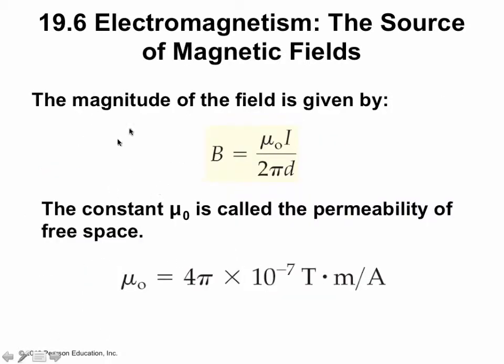That means that the magnitude of the field can be calculated by the following equation. The magnetic field B is equal to mu naught I all over 2 pi d, where mu naught is called the permeability of free space.